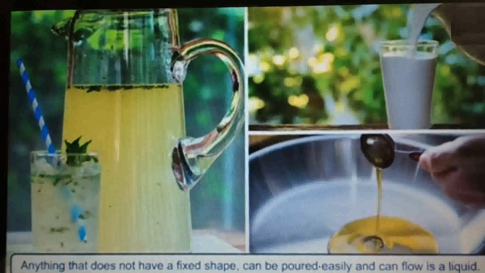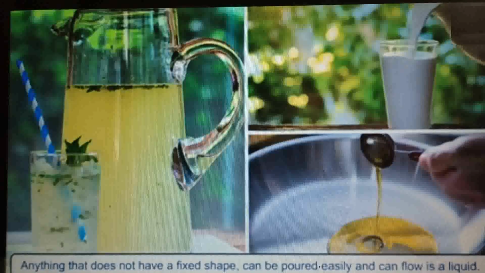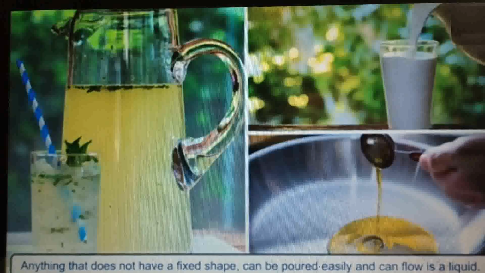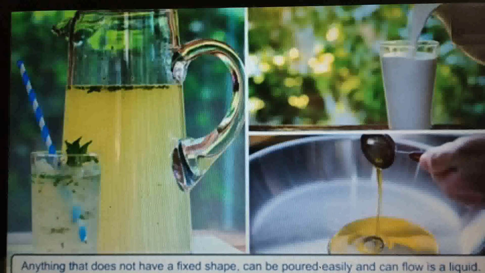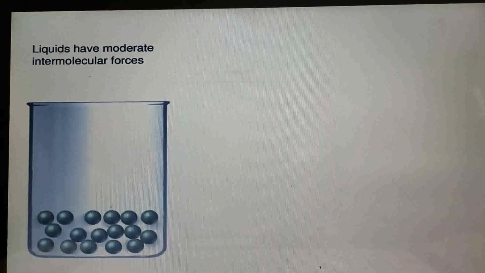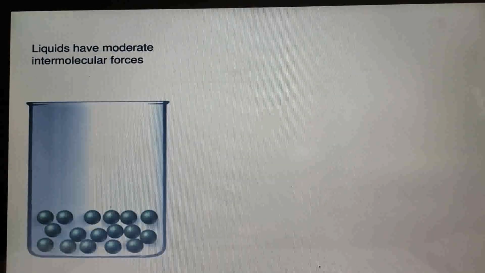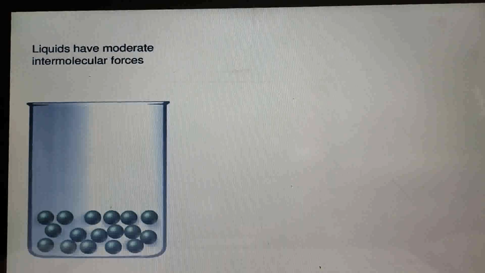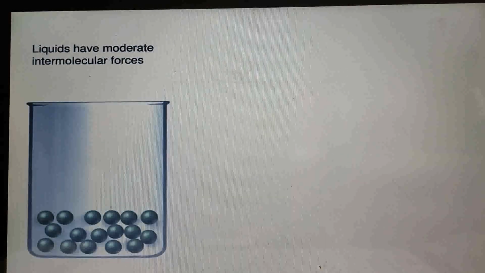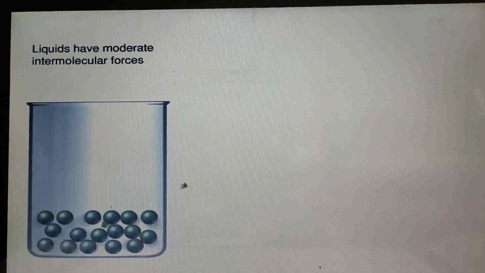So, liquids, which do not have a fixed shape, can be poured and they can flow. There are a few examples here like cold drinks, lemonade, milk, water, oil, etc. These all fall under the category of liquids. Liquids have moderate intermolecular forces. As you can see here, their molecules are not as tight as in solids. So their forces are not as strong as they are in solids.